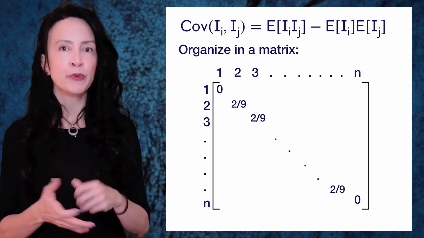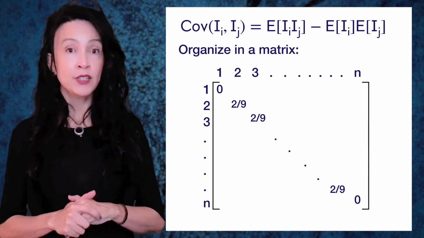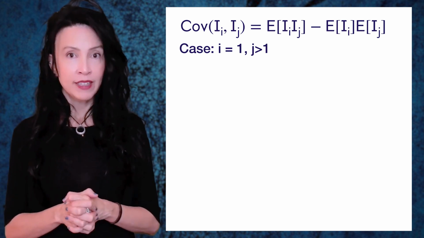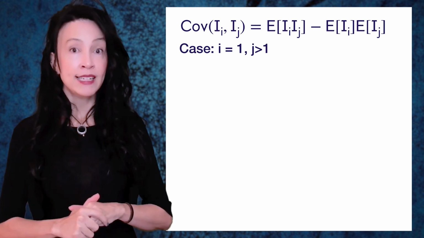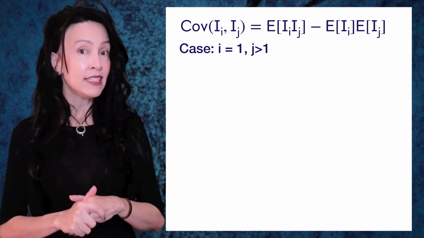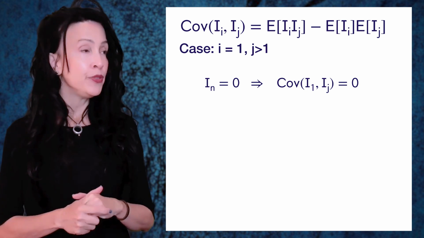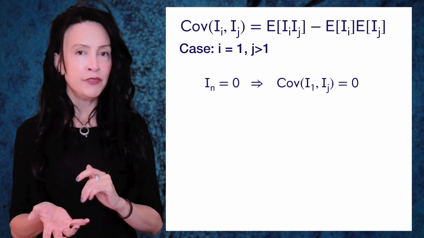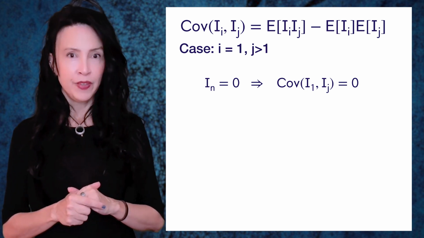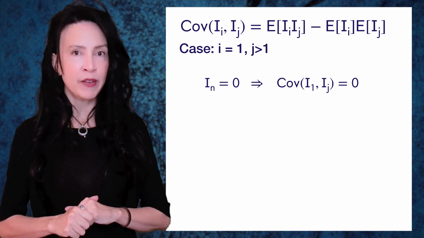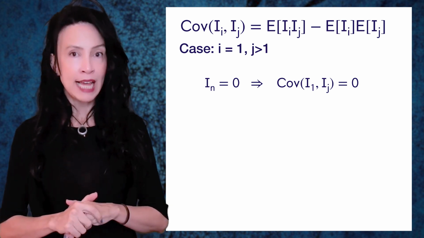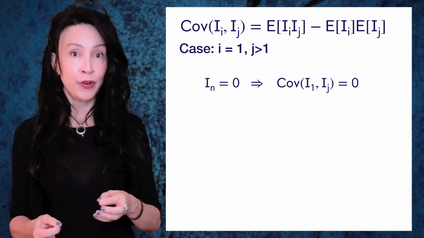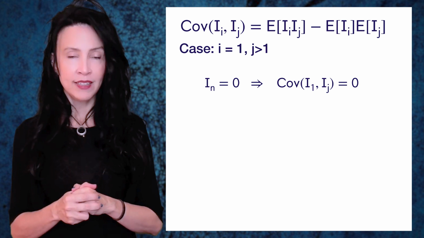I think we can knock out some other rows and columns pretty quickly. Let's consider the case where i is 1 and j is anything greater than 1. And actually, let's first consider when j is n. When j is n, I sub j is 0. So when you're trying to compute this covariance, you have an expectation of 0 minus an expectation times an expectation of 0. The whole thing is 0. When i is 1, when we're in the first row of that matrix, the last value, the last column, has a 0 in it.